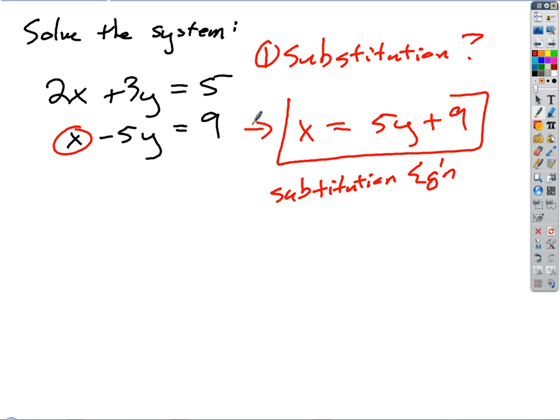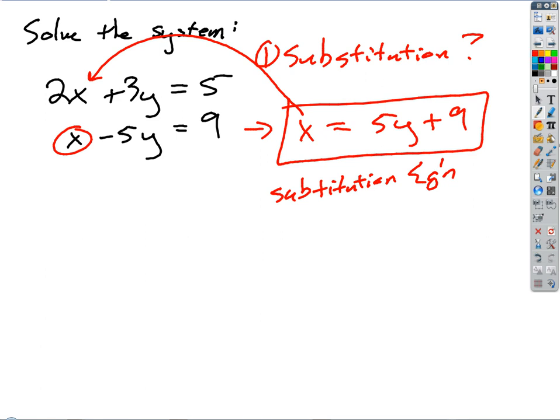Plug it in. Good. So the substitution then, in a nutshell, says we're going to isolate a variable in one equation and substitute it into the other equation. It's got to be the other one, right? We've got to use both equations in the process. So then this x is going to go in right there, right? Now watch what happens if we do that.